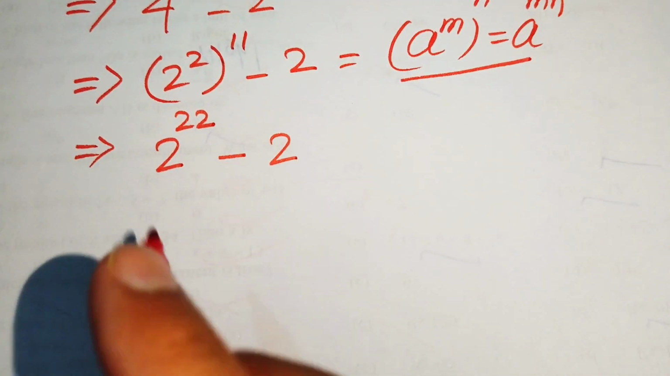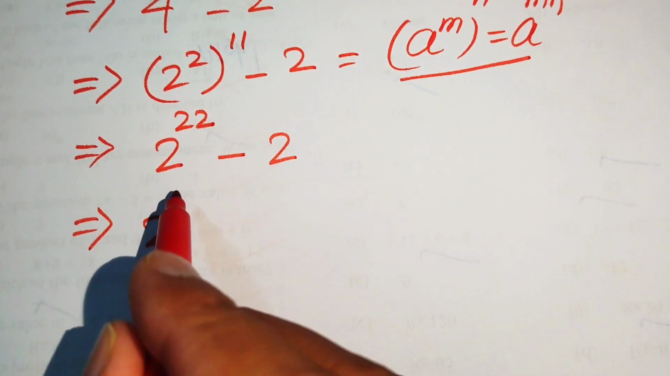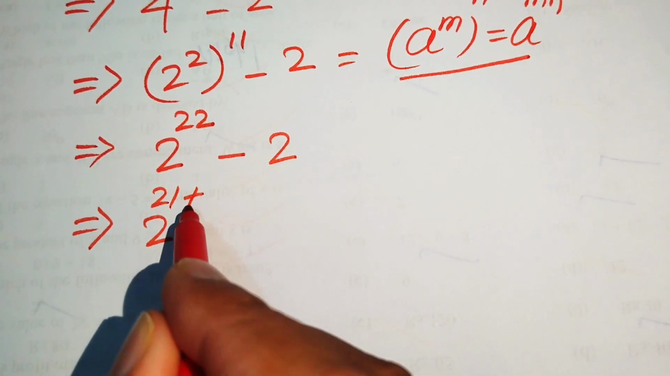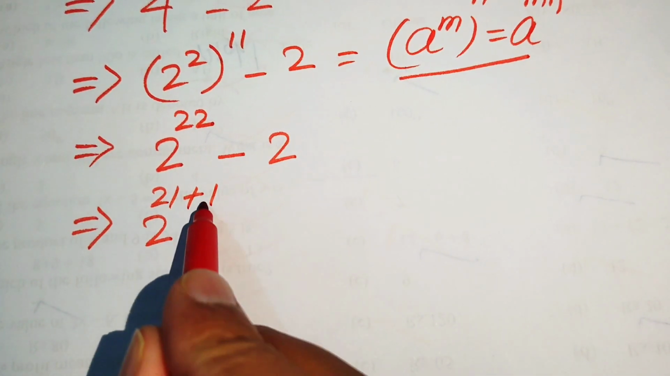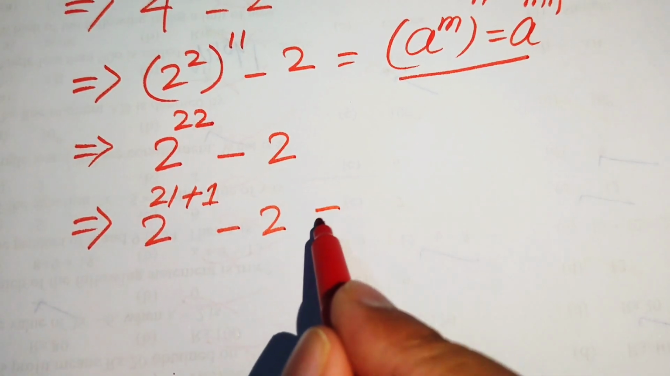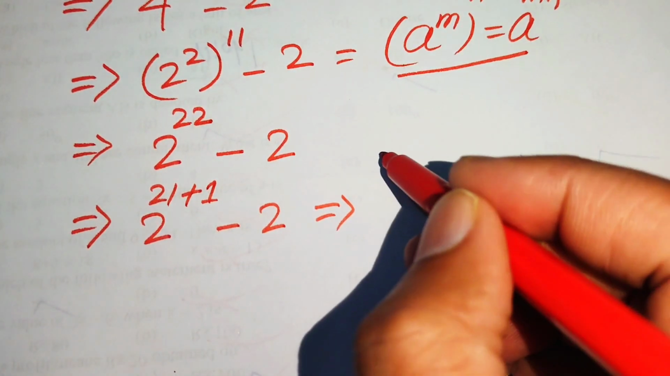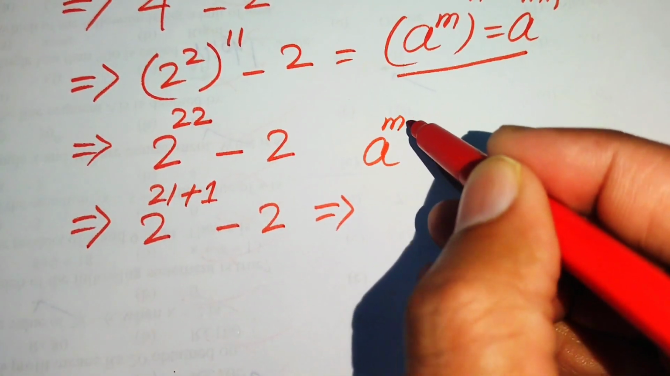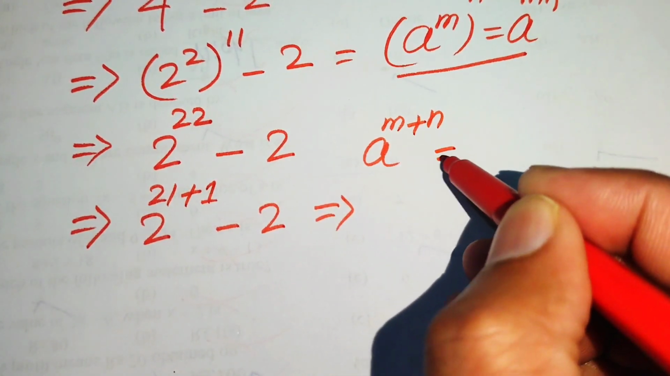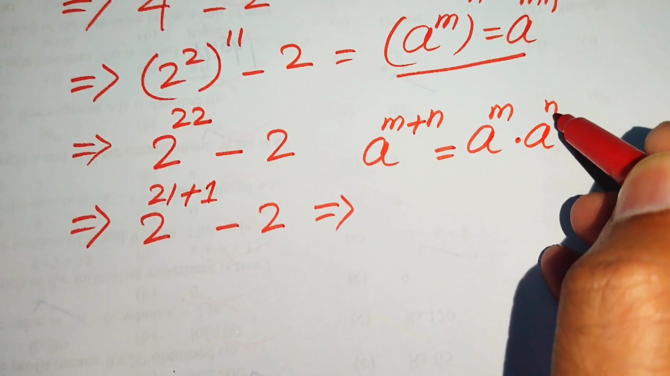And now we break this exponent 22 and we write it as 21 plus 1. We know that 21 plus 1 equals 22, and this is minus 2. And here we again use another nice exponential law. You know that if we have a to the power of m plus n, it is equal to a to the power of m into a to the power of n.